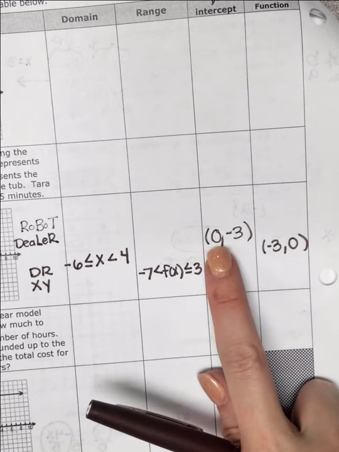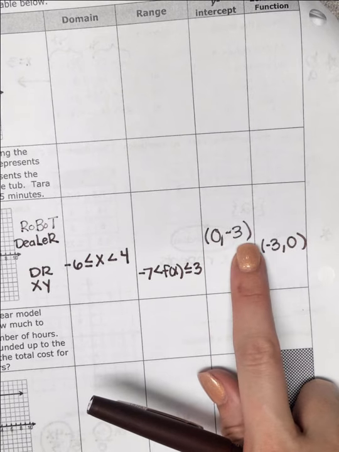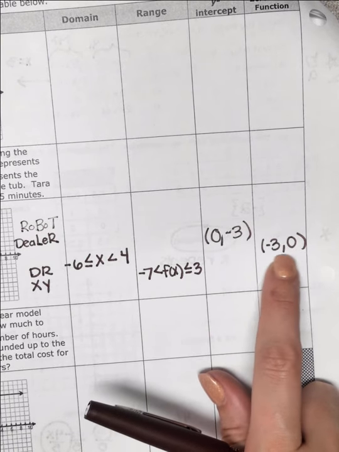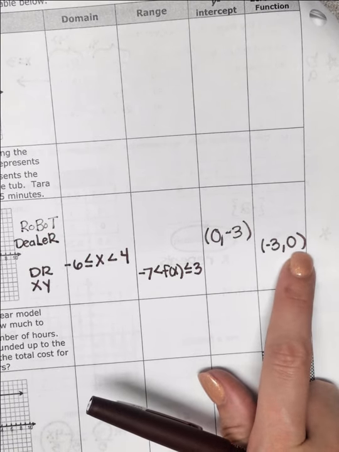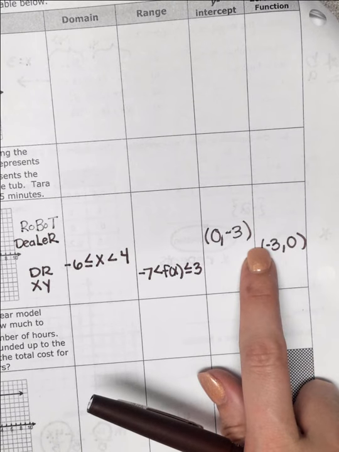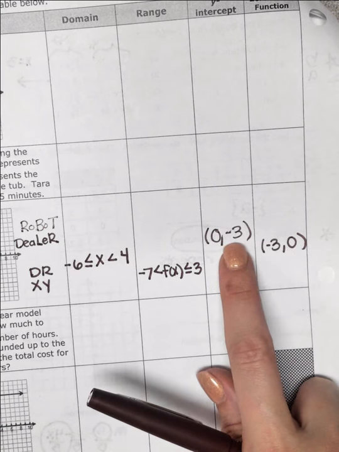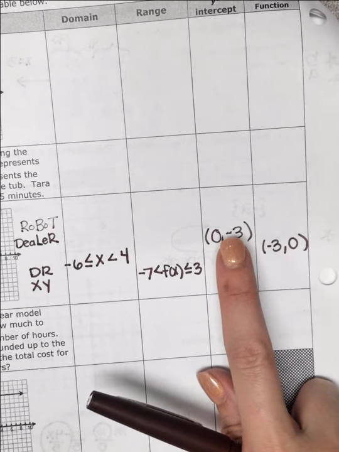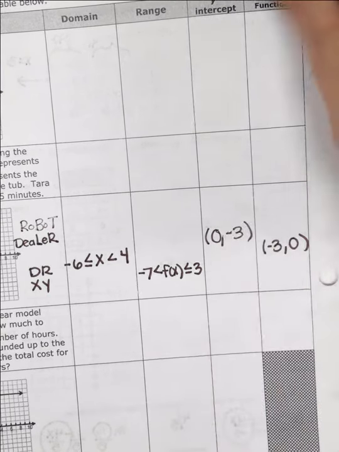This means you go over 0 and down 3. You go left 3 and down 0. This is the y, this is the x. X-intercepts have an x value. Y-intercepts have a y value. You've got to know the difference.